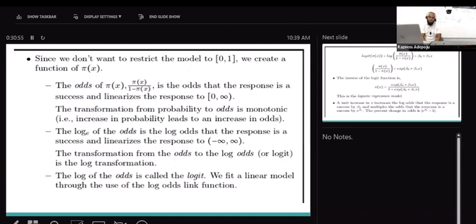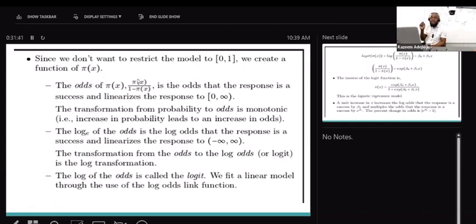What do I mean by odds? Odds is going to be the ratio of the probability of success divided by the probability of failure. And that was why you see pi of X divided by 1 minus pi of X. If pi of X is the probability of success, 1 minus pi of X will be the probability of failure. And when I do that, the range of odds is going to be in the 0 to infinity. Now, I need to take the log of that very odds. The log of the odds will now be in the range of negative infinity to infinity.